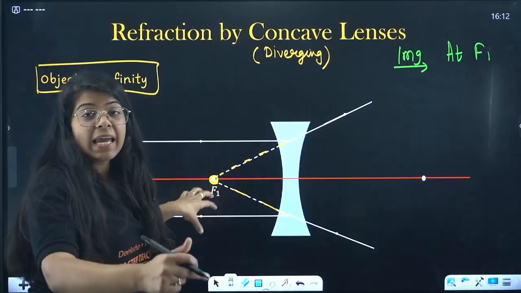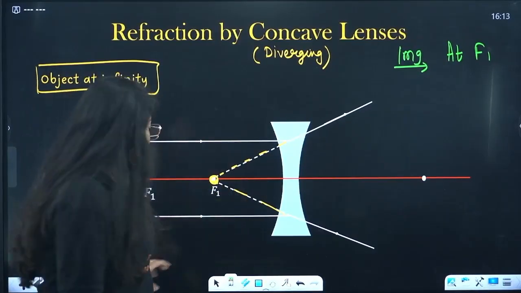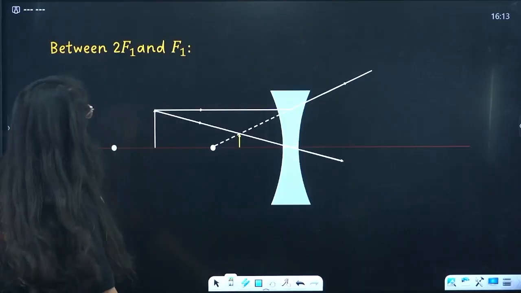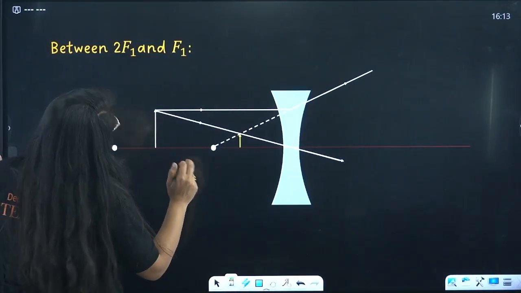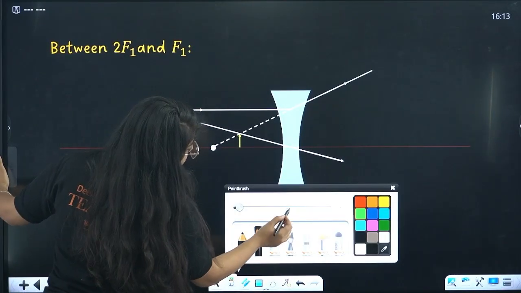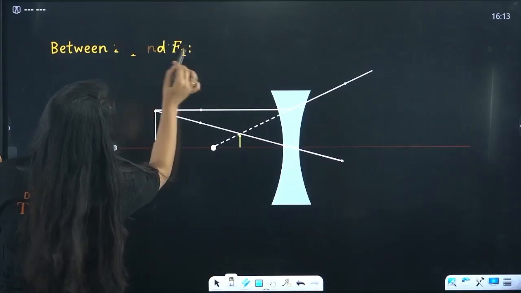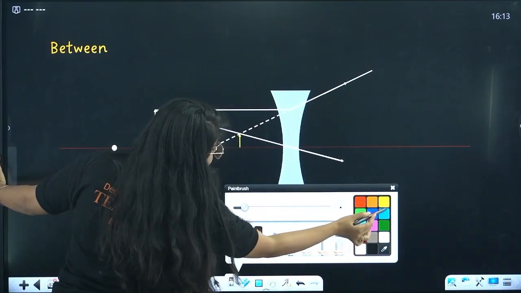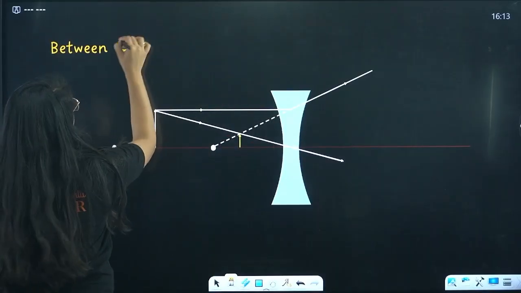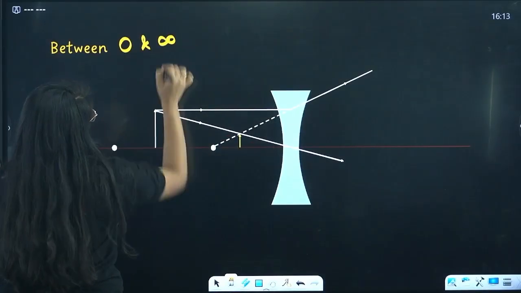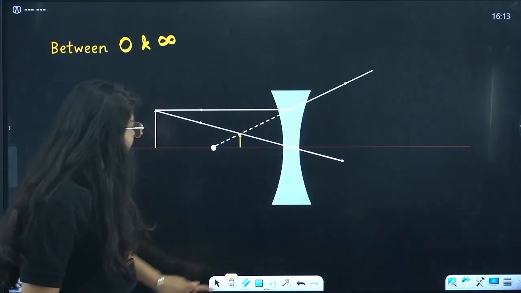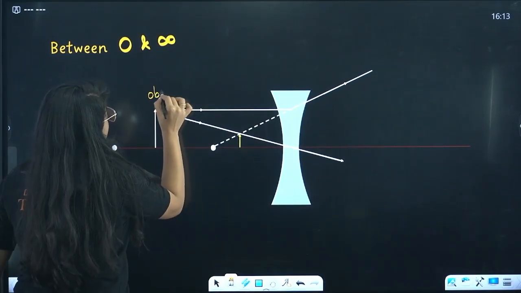And similarly, in the case of convex mirror, we had a second case, place it anywhere. Similar to that, the image is between your optical center and infinity. So from infinity till optical center, you place your object literally everywhere. It will give the same image.